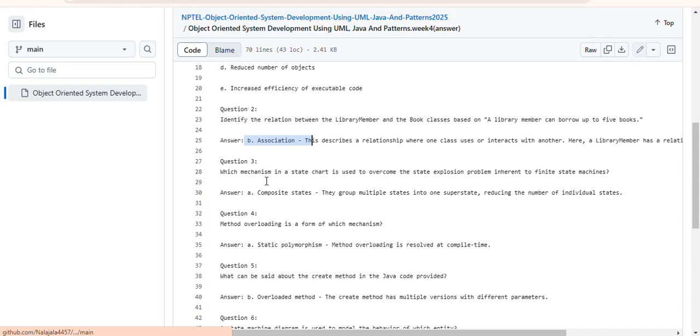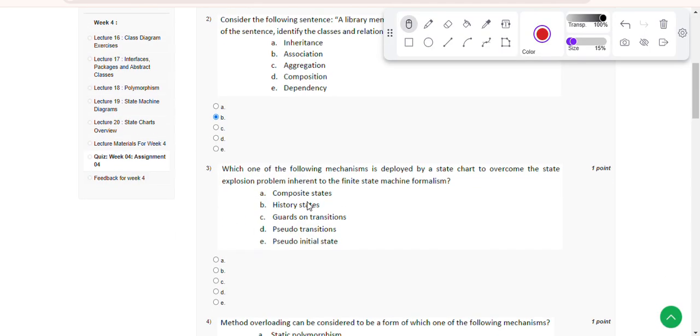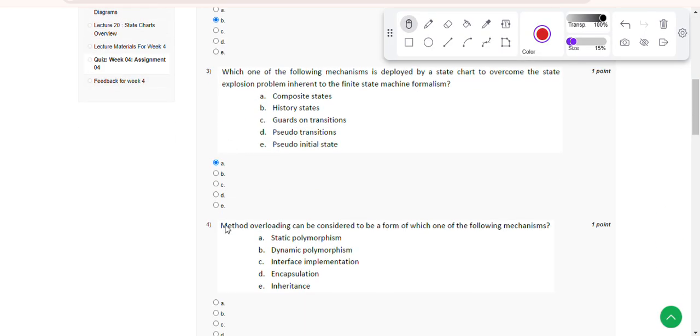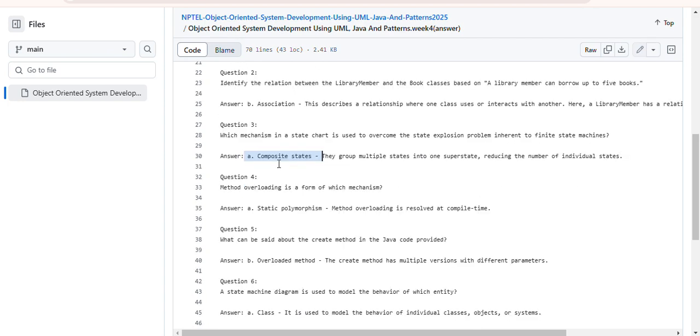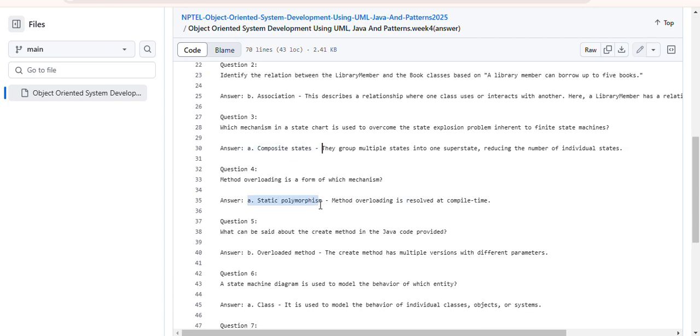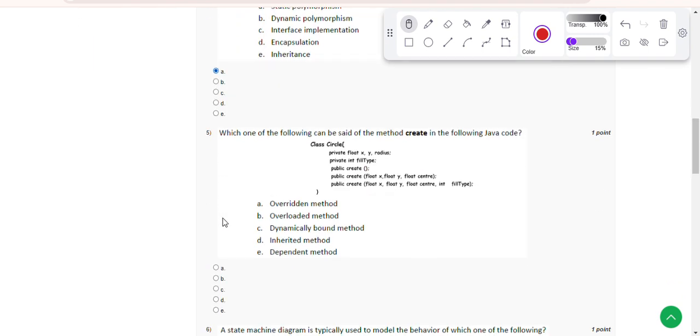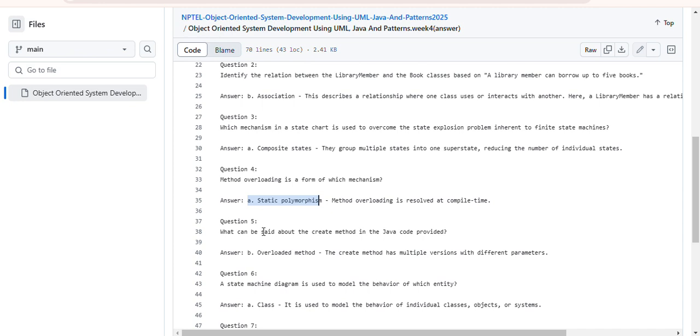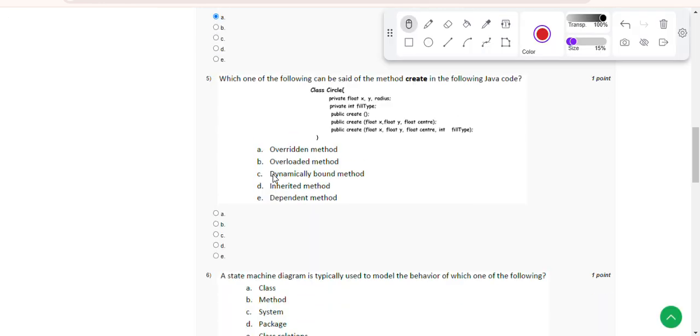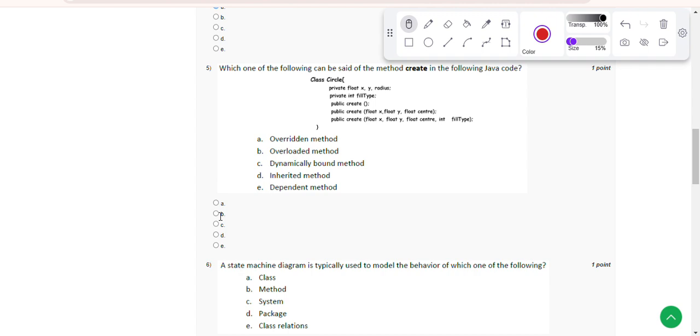Coming to the third question. Which mechanism state? So the answer is composite state. Answer is A. Fourth question, method overload. A is the correct answer. Static polymorphism is correct. In the fifth question, overload method is the correct answer. So B is the correct answer.